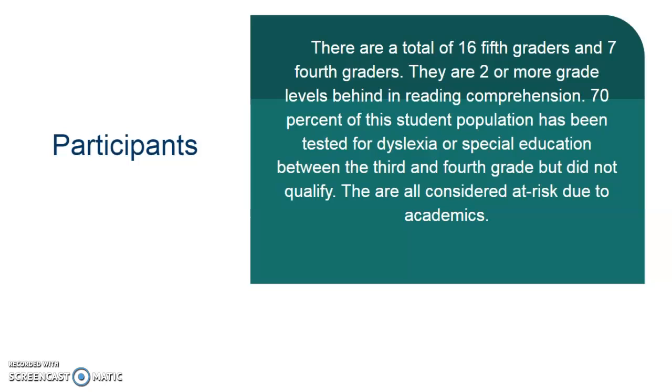They are 2 or more grade levels behind in reading comprehension, and 70% of that population has been tested for dyslexia or special ed between 3rd and 4th grade, but they did not qualify. They're all considered at risk due to academics.